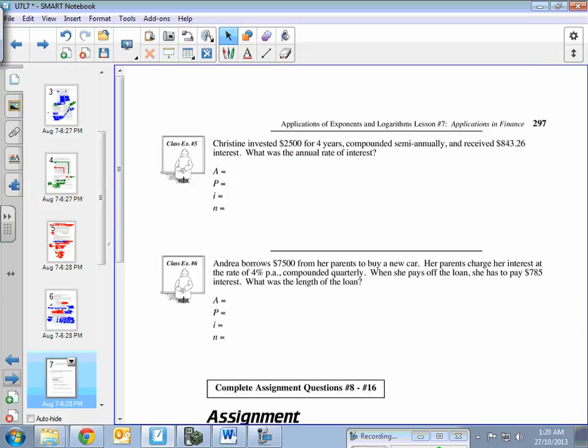Almost done, guys. So Christine invested $2,500 for 4 years, compounded semi-annually, received $843.26 interest. What was the annual rate of interest? Okay, so they give us A equals, P equals, I equals, N equals. This is probably a really good idea to use all the time. Okay, so if they invested $2,500, that would be your initial investment, so that would be your P.